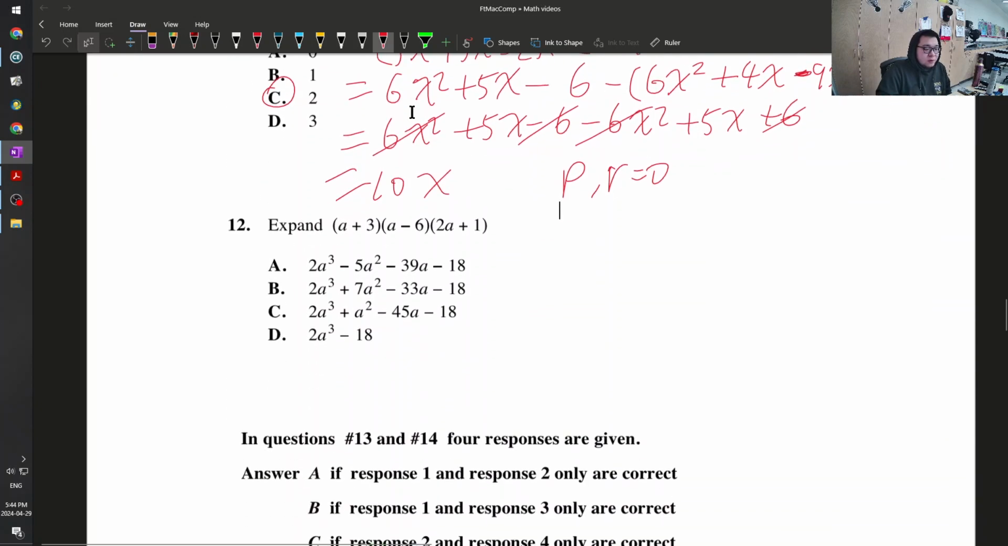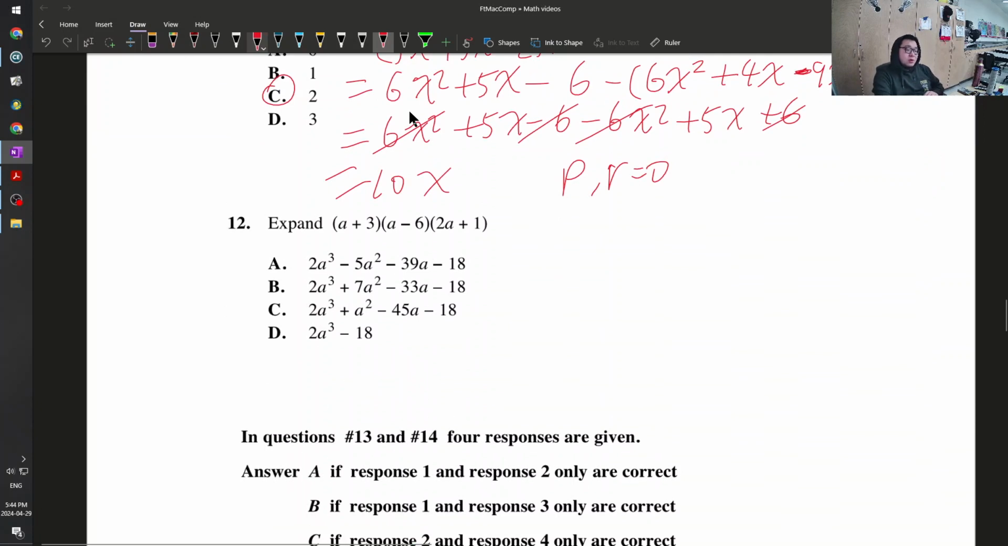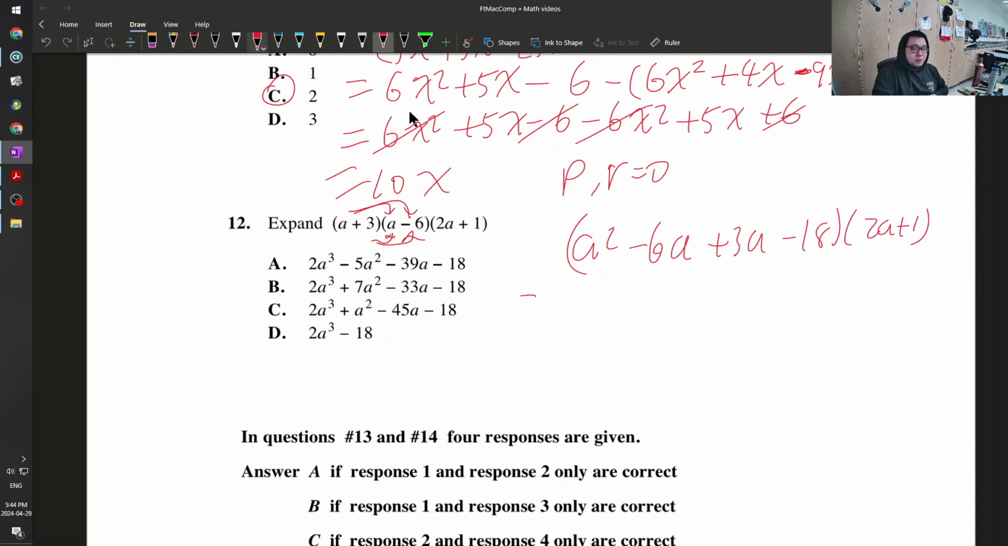Okay, 12. Expand this. Well, we're going to expand the first two and then multiply by the last one. So I'll just do it really quickly by hand. A times A squared minus 6A plus 3A minus 18, times 2A plus 1. Simplify: A squared minus 3A minus 18 times 2A plus 1.